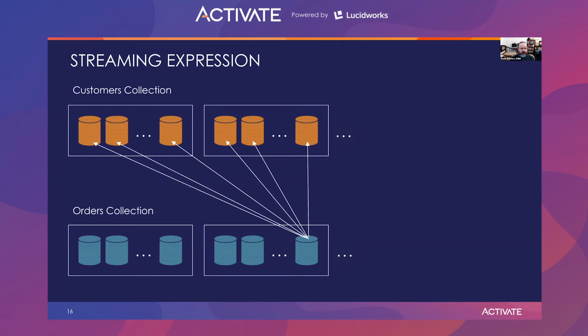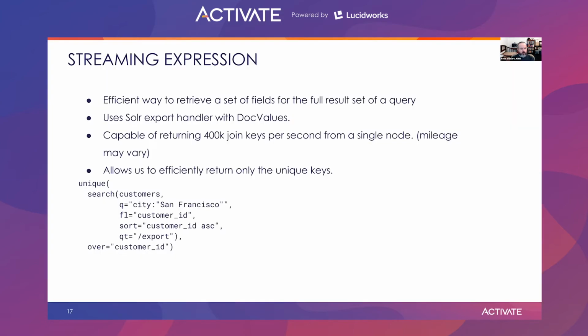Streaming expressions are an abstraction that sits on top of Solr's export handler. And the export handler is really, really efficient. It works by running a search. You have to specify a sort on a particular field. And the fields that you're going to be returning with the export handler or streaming expressions need to have docValues equals true. Luckily, this was the situation that we had. One of the beautiful things about streaming expressions is that it's extremely fast for returning the data back, potentially up to 400,000 join keys per second coming back from a single node in our practical experience.